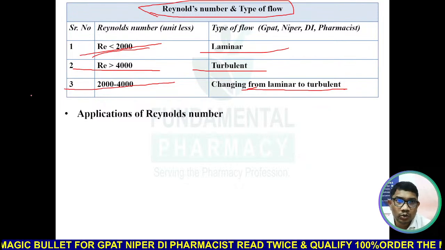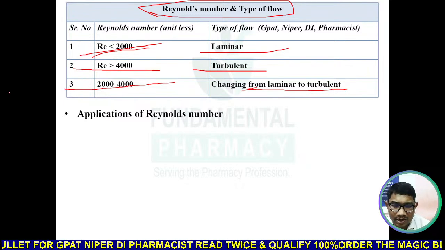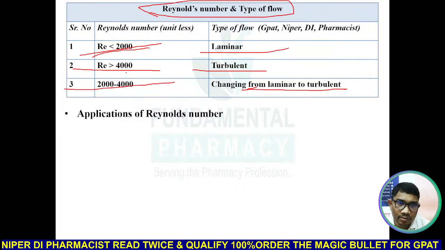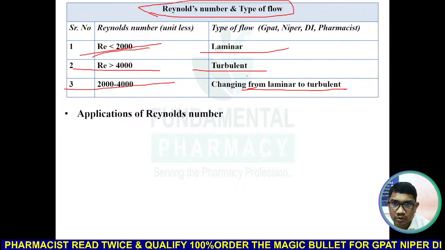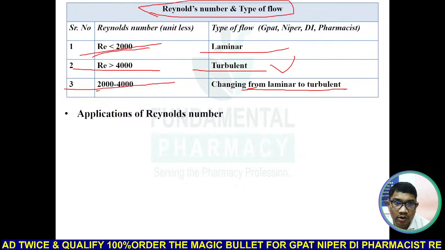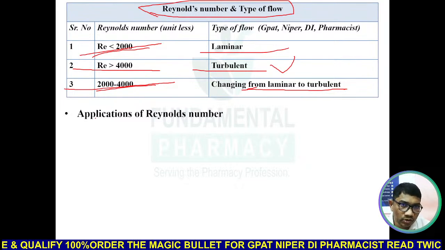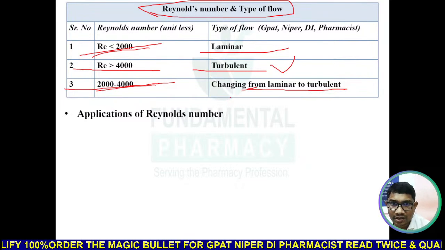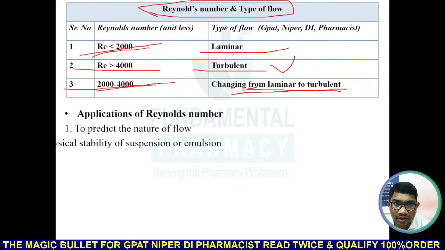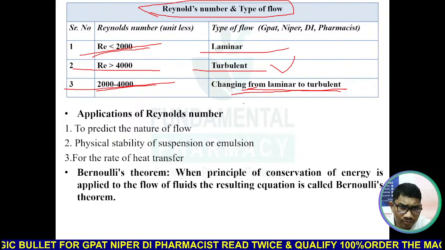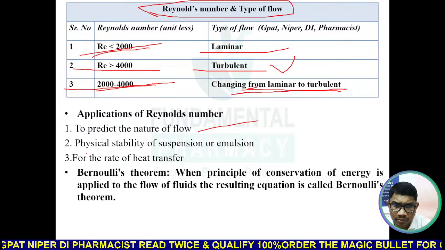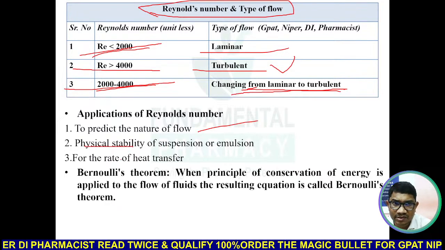तो अगर रेनॉल्ड्स नंबर अगर 2000 के नीचे है तो उसको लैमिनार फ्लो बोलेंगे उस फ्लूइड को. अगर फ्लूइड का रेनॉल्ड नंबर मोर देन 4000 है तो इन दैट केस टर्बुलेंट फ्लो होता है. अगर फ्लूइड का रेनॉल्ड नंबर इन बिटवीन 2000 टू 4000 है, दैट मीन्स फ्लो इज चेंजिंग फ्रॉम लैमिनार टू टर्बुलेंट. तो ऊपर क्वेश्चन आता है, we have already seen the application of Reynolds number to predict the nature of flow, to study the physical stability of suspension and emulsion.